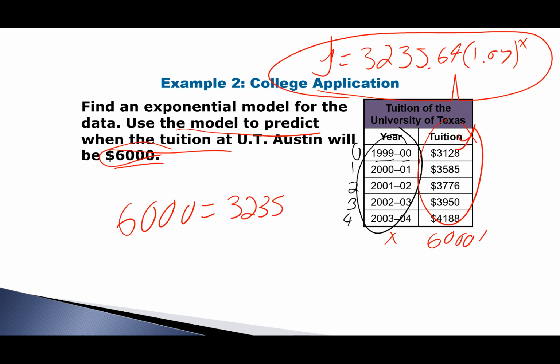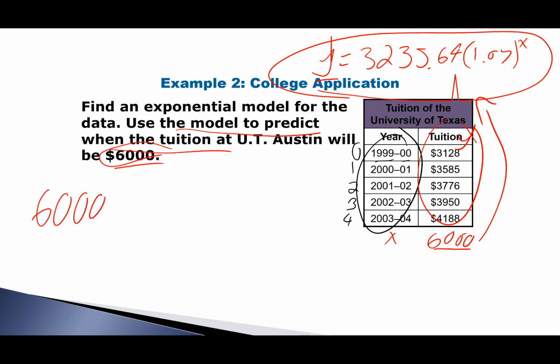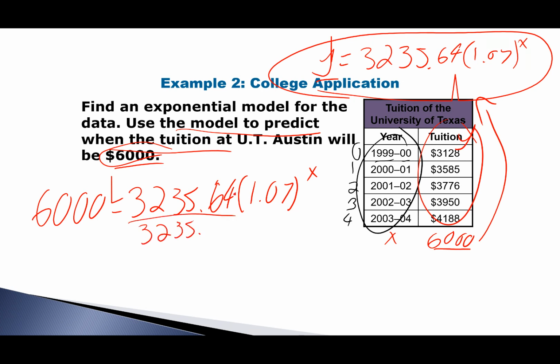So when I'm plugging the 6,000 into my equation, I'm plugging 6,000 in for y. Let me move this over a little bit so I get a little more space. 6,000 is where y equals. Then we have 3235.64 times 1.07 to the x power. So we're going to solve this for x. The first thing I'm going to do is, since this side's being multiplied by the 3,000 number, I'm going to divide that 3,000 number on both sides.